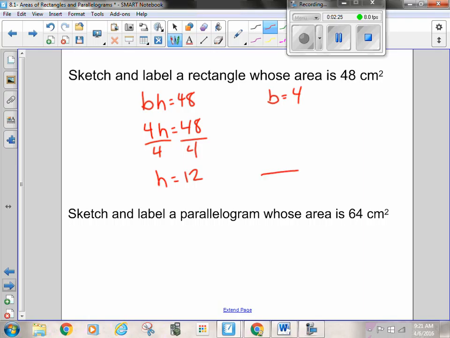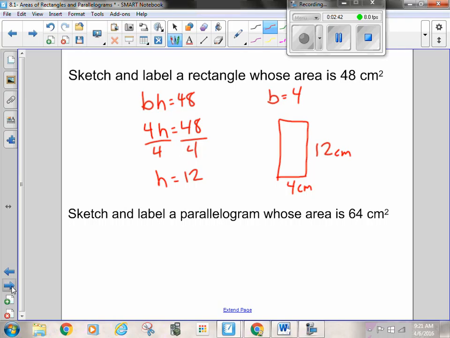So base of 4 and height, oops, that's a very poorly drawn rectangle. All right, base of 4, height of 12 centimeters. There's lots of different options you can pick for this one.